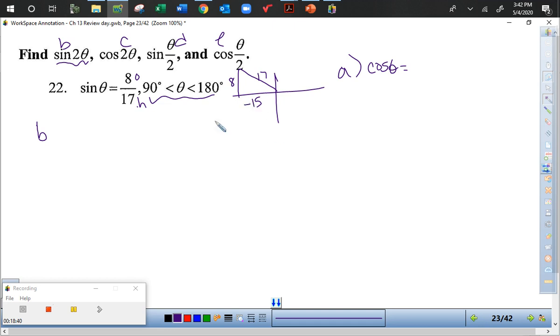This is actually a Pythagorean triple, 8, 15, 17, but it's not necessarily one I expect you to recognize. Just be careful with your Pythagorean theorem and you won't have any issues there. Simplify a radical if you need to and pay attention to the sign. We decided that 15 needs to be negative, so our cosine would be negative 15 over 17. From there, you should be able to do B, C, D, and E. Pause the video, and I'll go through each of those when you're done.